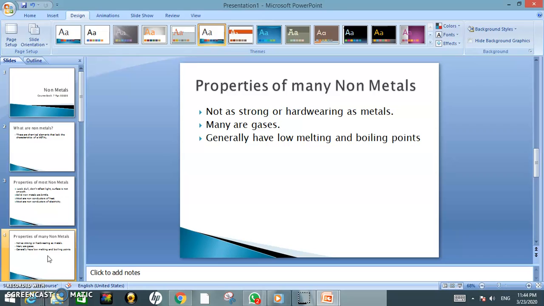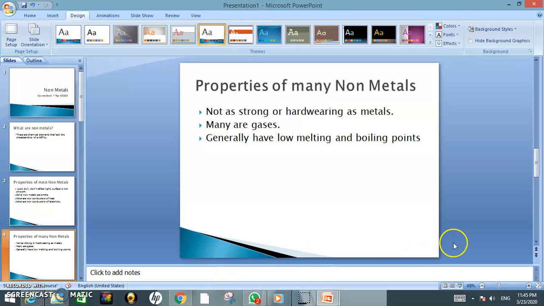Now we'll just go through the properties of many non-metals. So they are not shared by most, but many of them have them. What is it? The non-metals are not very strong. The first thing that we studied about metals is that metals are very strong. But here, because they are not metals, they are not very strong. Many of them are gases. And if the non-metals exist as a solid or a liquid, then they generally have low melting and boiling points. Obviously, low melting point would be for solids and low boiling point would be for liquids.